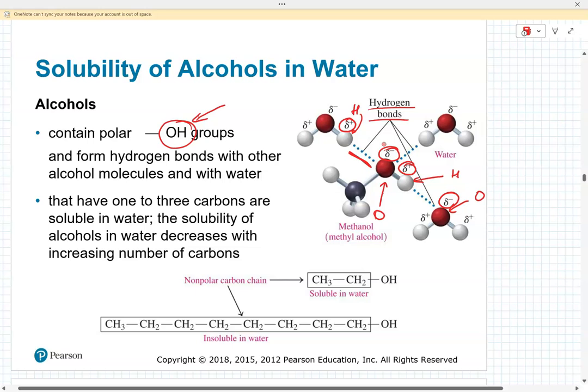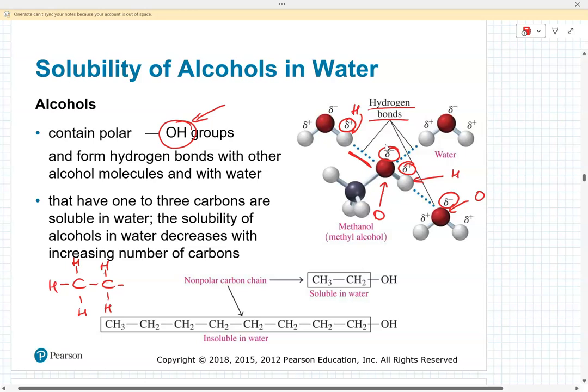Is it clear? Yes, no, maybe? I'm not sure. Good? Okay. Now, this part of the alcohol molecule is obviously polar. However, if you look at these bonds, the bonds between carbon and hydrogen are considered to be non-polar. Am I making sense?